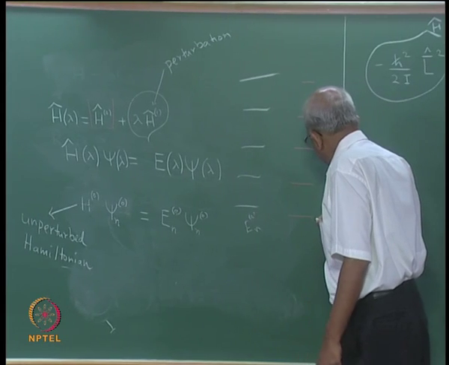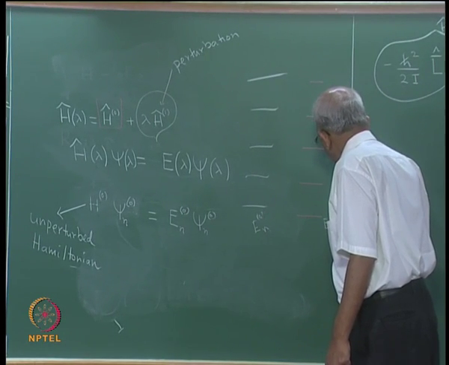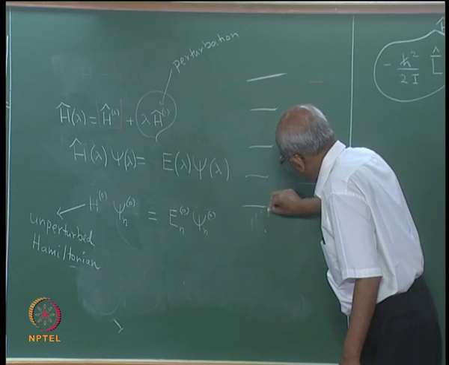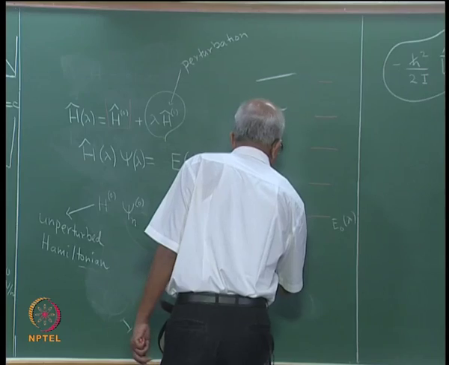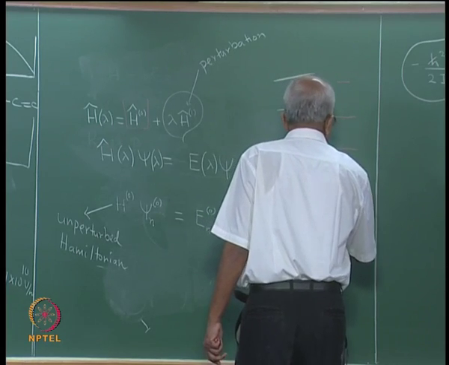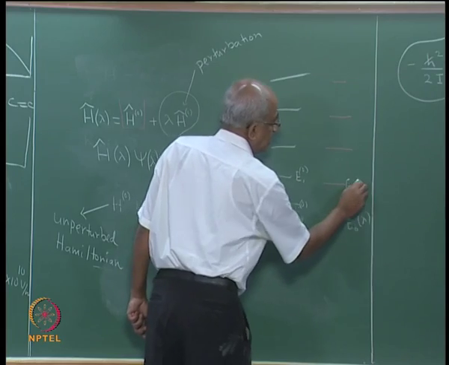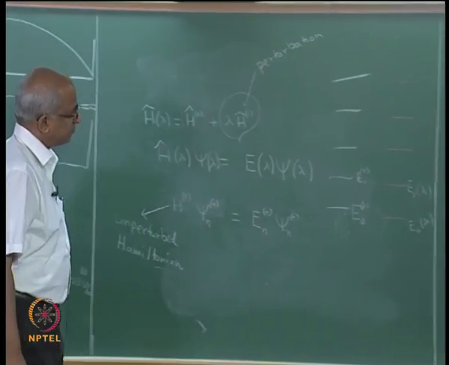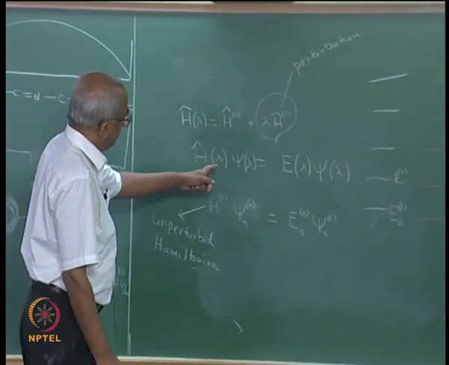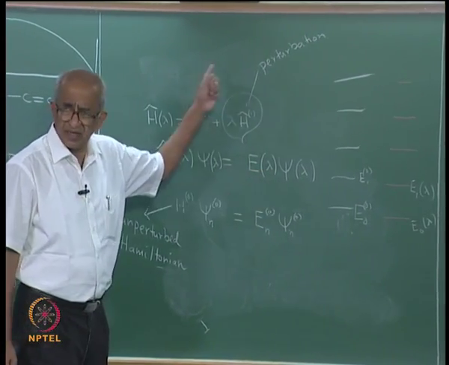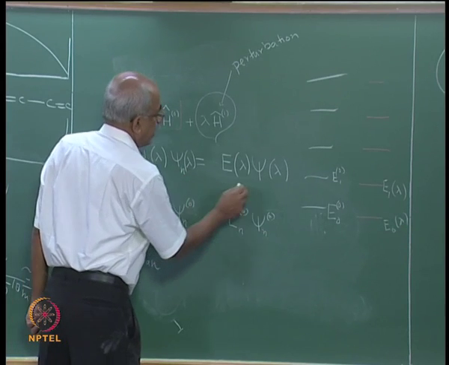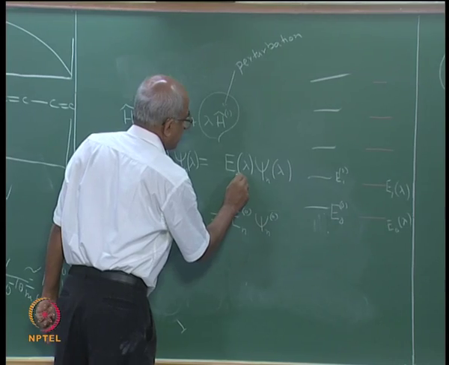So, this one is the ground state in the absence of any disturbance, and this is the first excited state in the absence of any disturbance, first excited state with the disturbance, and so on. So, therefore, you see this Hamiltonian itself has several different eigen functions and their corresponding eigen values. So, it is only natural that I should put a subscript n here, a subscript n here, and a subscript n there.